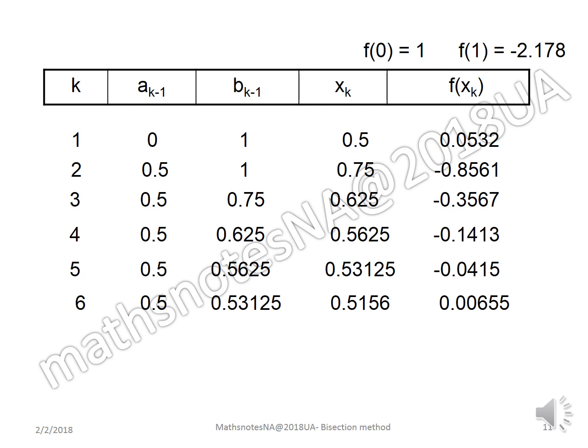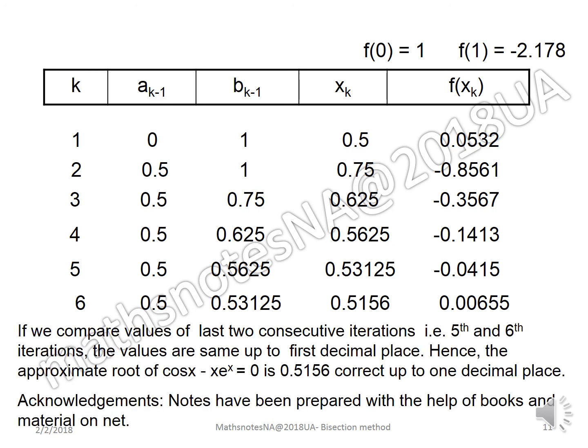0.00655. Now we may stop here or we may do a few more iterations to get a better approximation of the root. The root value is 0.5156 and the function value is 0.00655. Now if we compare the values of the last two consecutive iterations, that is the fifth and sixth iterations, the values are the same up to the first decimal place, that is 5. Hence the approximate root of cos x minus x e to the power x is equal to 0 is 0.5156, correct up to one decimal place.